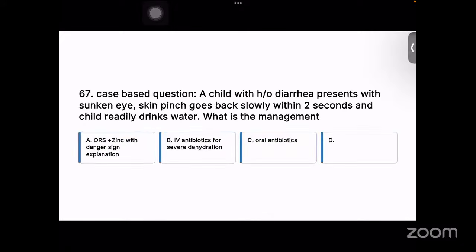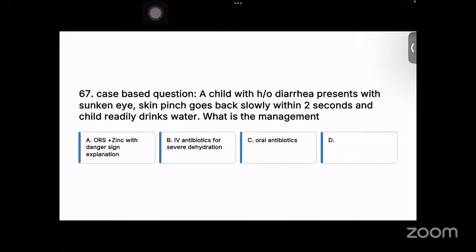Next, a child with a history of diarrhea presents with sunken eyes, and the skin pinch goes back slowly within 2 seconds. The child readily drinks water. What is the management? The patient is having dehydration. So the management protocol is ORS 75 ml per kg over 3 hours. And apart from that, we can give zinc supplementation and reassess every 1 to 2 hours for rehydration.